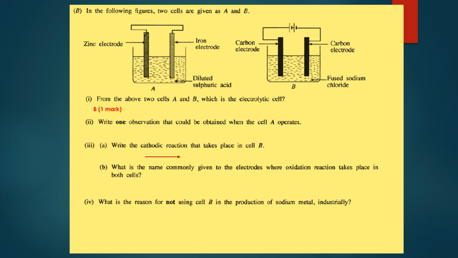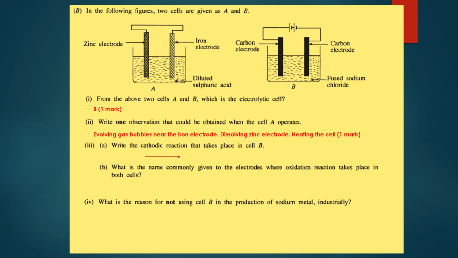Part 2. Write one observation that could be obtained when cell A operates. When the cell A is operated, gas bubbles are evolved near the iron electrode. Zinc electrode is dissolved gradually. The cell is heated. You can earn 1 mark for part 1, part 2 also 1 mark.